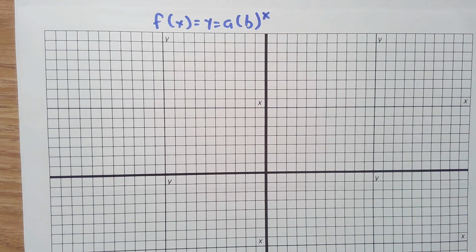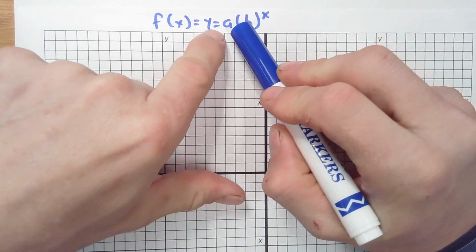All right, so let's look at this exponential function more closely and identify the range, the domain, and when it's increasing and when it's decreasing, and all that stuff. Okay, so remember that a is your starting point.